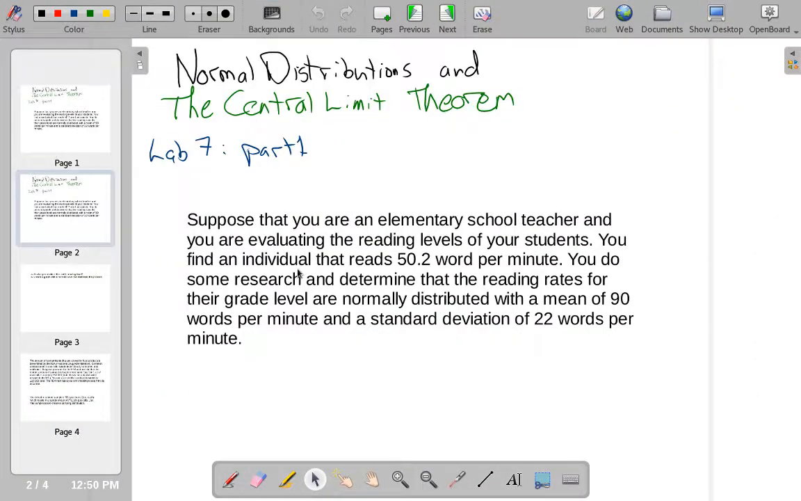We are going to take a look at normal distributions and the central limit theorem. And oops, it is not lab 7, it is lab 8. So part 1, this relates to normal distributions.